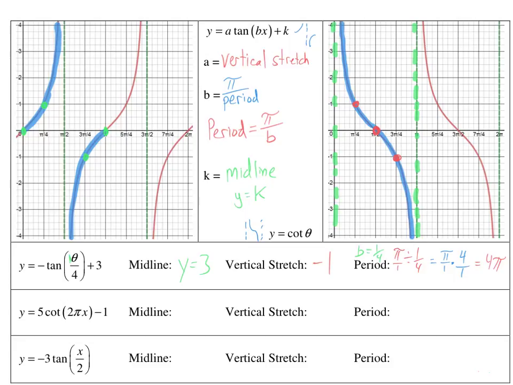Alrighty, we're going to find the midline of this one, and the midline is always the last number. So that'd be a negative 1. So y equals negative 1. Your vertical stretch is the number in front, that's going to be a 5. And your period is the number next to the x. That's 2 pi, but it's not 2 pi. It's going to be pi divided by 2 pi. Be careful, there's like a 1 there. That's 1 pi divided by 2 pi. Those divide out, leaving you 1/2 as your period.